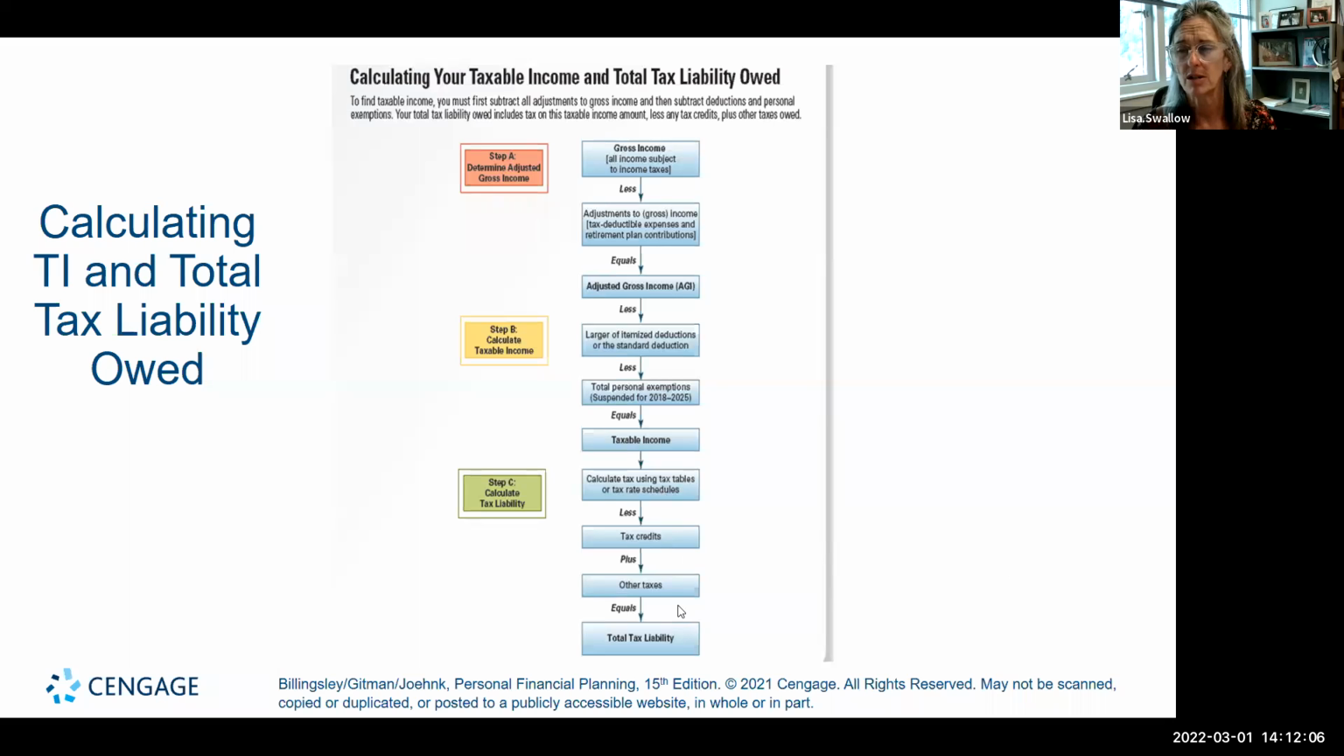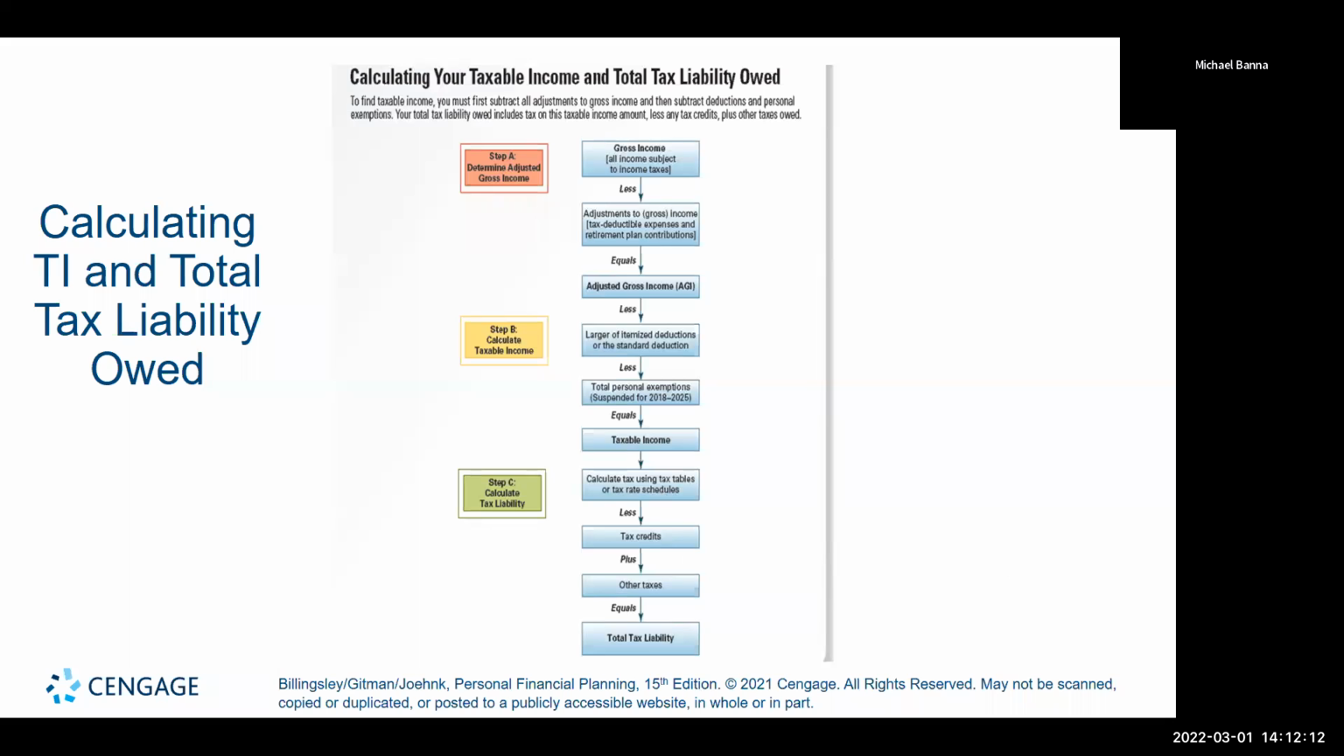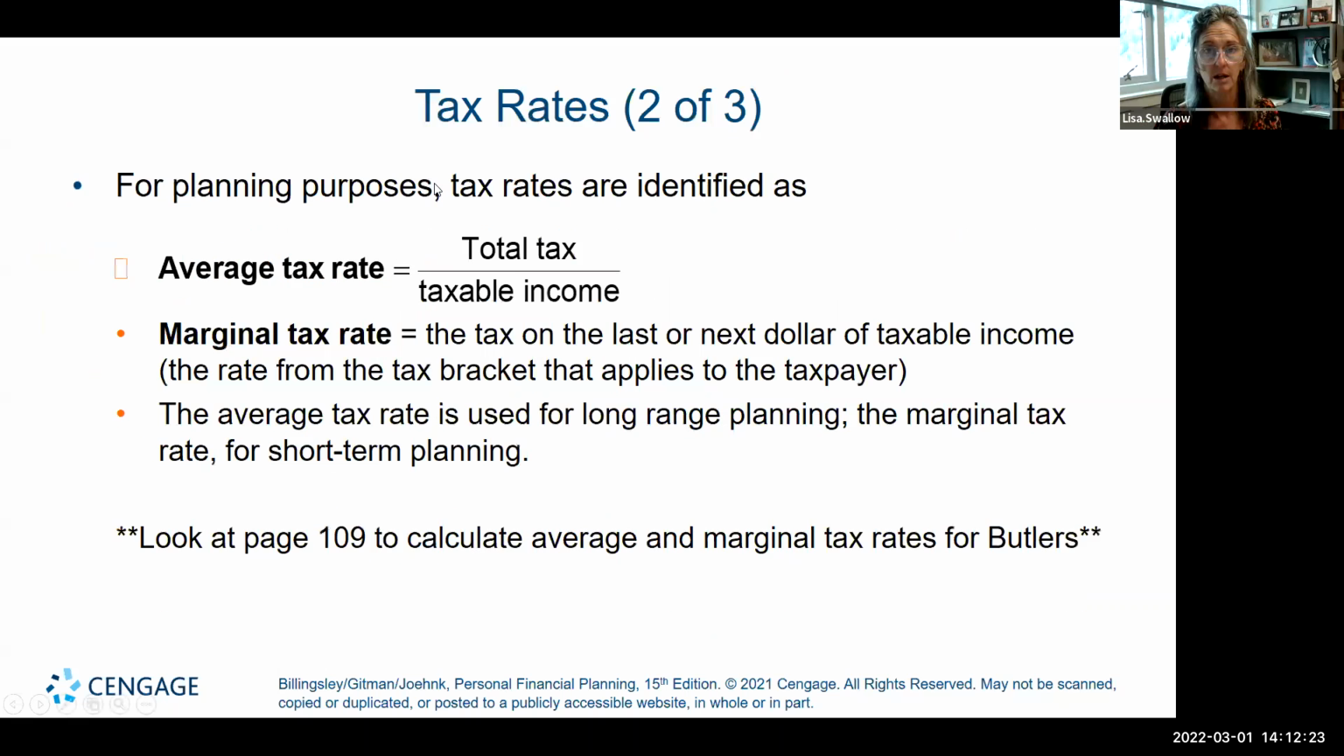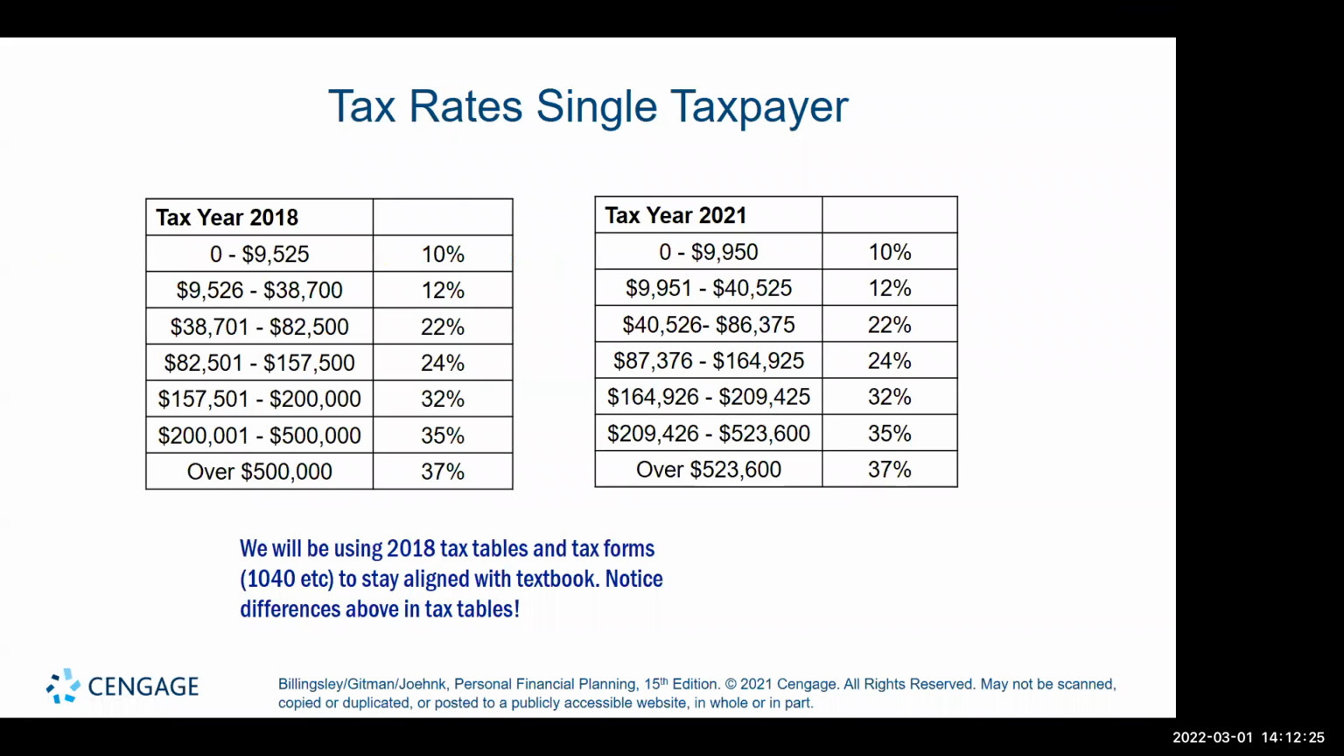Okay, so any questions about what this basic tax formula looks like? Does it make sense? Okay, let's go. Let's see here. What does that mean? Can you guys still hear me?